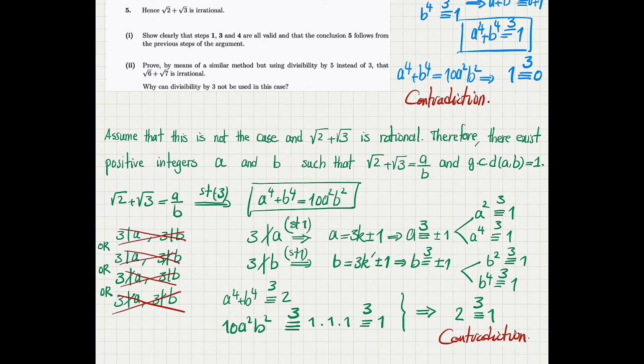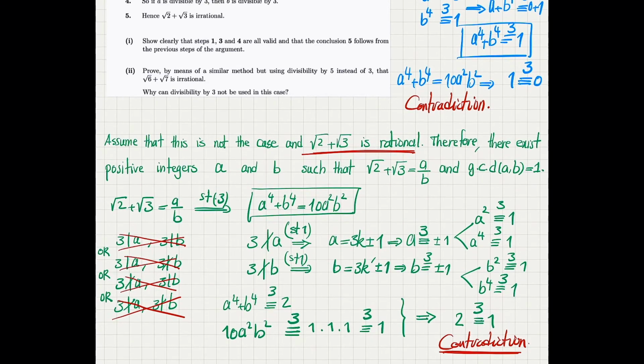So finally, this contradiction here comes from the fact that I assumed that the square root of 2 plus the square root of 3 is rational. So it means that this is not working. It gives rise to a contradiction. So the opposite, the negation, is actually correct, and that is the square root of 2 plus the square root of 3 is irrational.